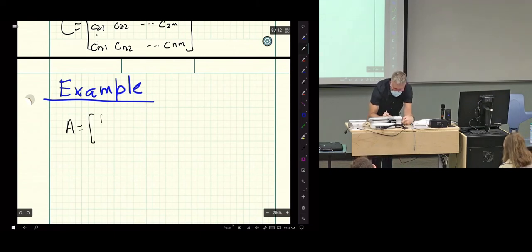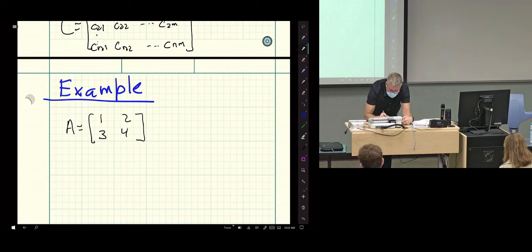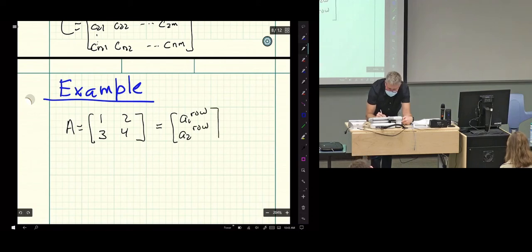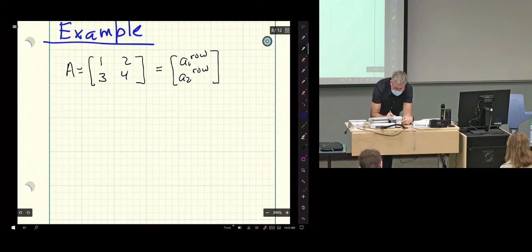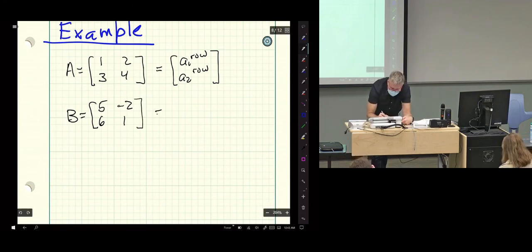So 1, 2, 3, 4 again. Okay. A1 row, A2 row. B, I'll make sure it has at least 2 columns. 5, 6, and I'll surprise you, -2 and 1 instead of 7 and 8, okay? B1 column, B2 column.